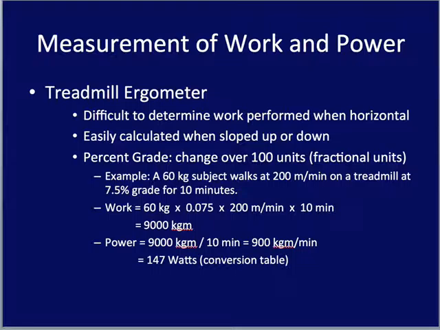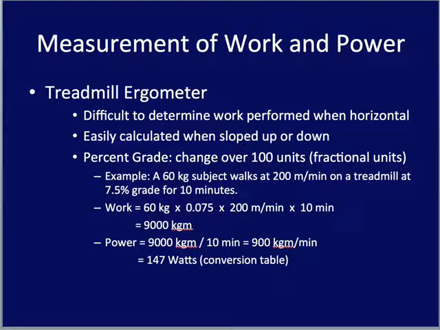Looking at a treadmill, the one big difference is that there's going to be a percent grade. It's tough to calculate if it's flat or horizontal, but the good thing about a treadmill is you can increase the resistance somewhat by increasing or decreasing the slope. All right, and we're going to look at it in terms of a percent grade. And a percent grade is just a change over 100 units.